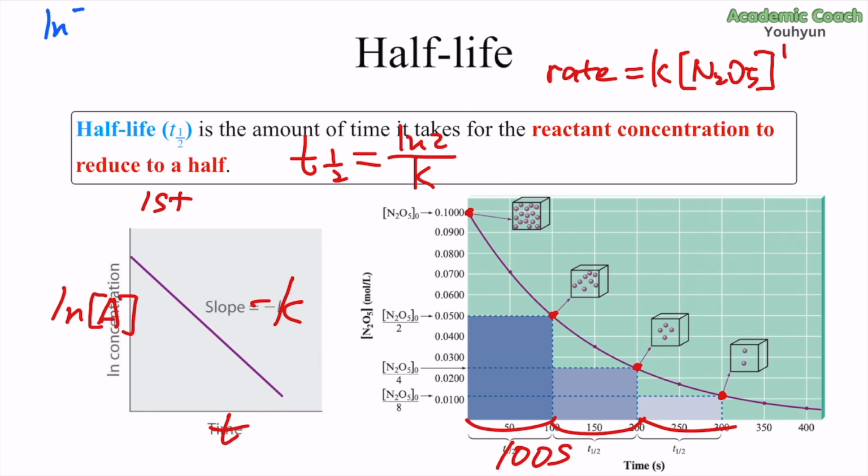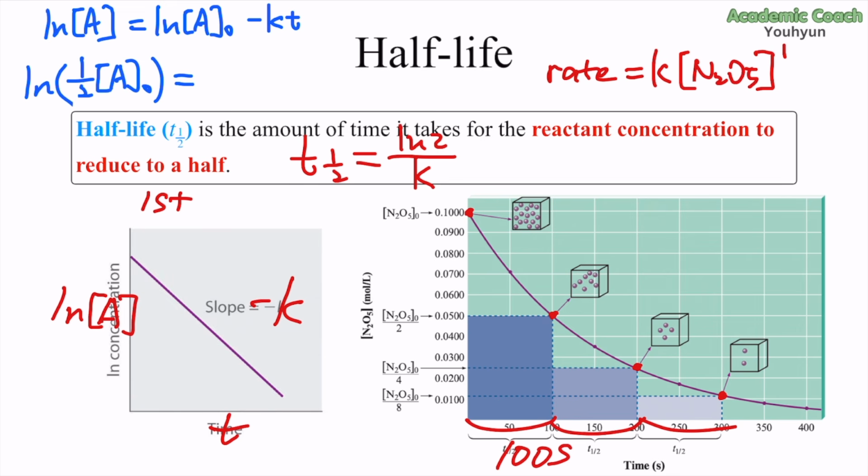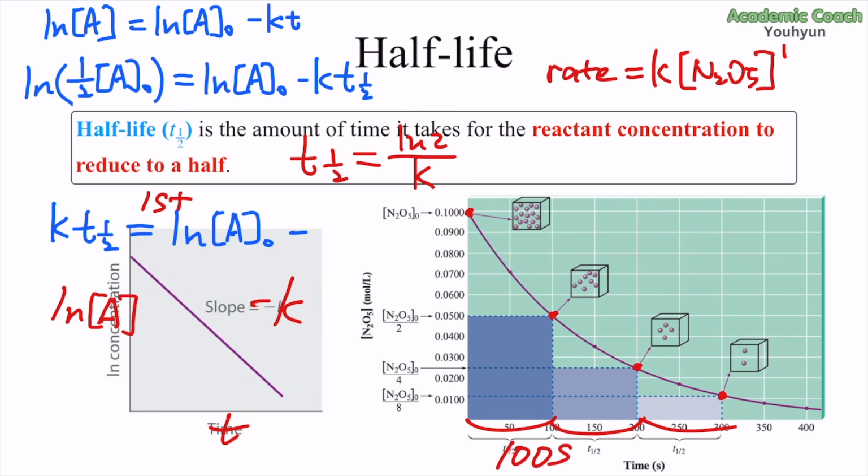So we know that ln A is equal to ln A initial minus kt. And now we want to find T1/2, the half-life. After T1/2, the concentration reduces to 1/2 of A initial. So this will be ln 1/2 A0. That's equal to ln A0 minus k T1/2. And if we rewrite this, then k times T1/2 is equal to ln A0 minus ln 1/2 A0.